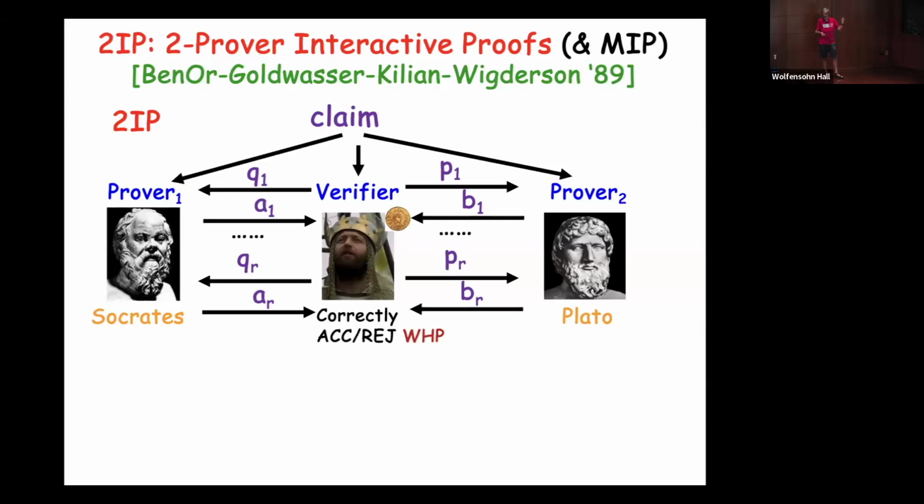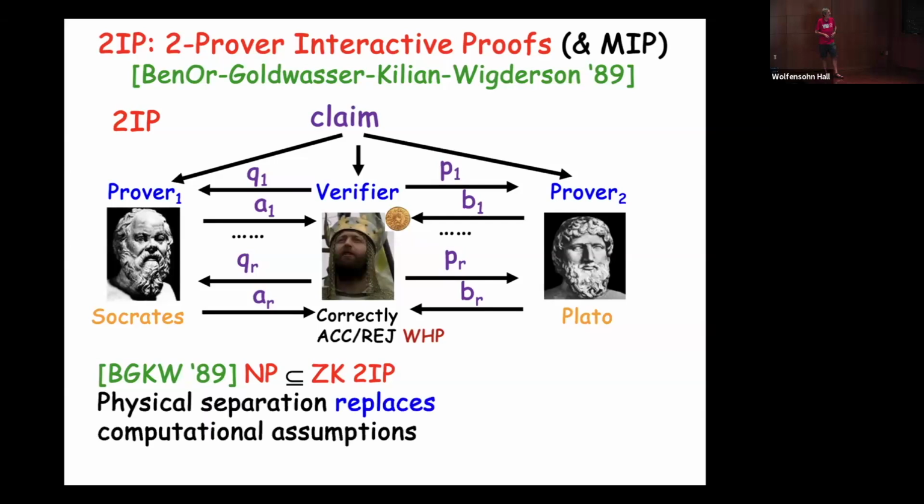And of course, after this, it decides again to accept or reject with high probability. And we proved that in this model with two provers, you don't need cryptography. Every proof can be made a zero-knowledge proof without any assumption. So that's very nice. It's one motivation for this class MIP. It allows zero-knowledge proofs without any assumptions. In some sense, physical separation of the provers replaces the need for cryptography in this model.